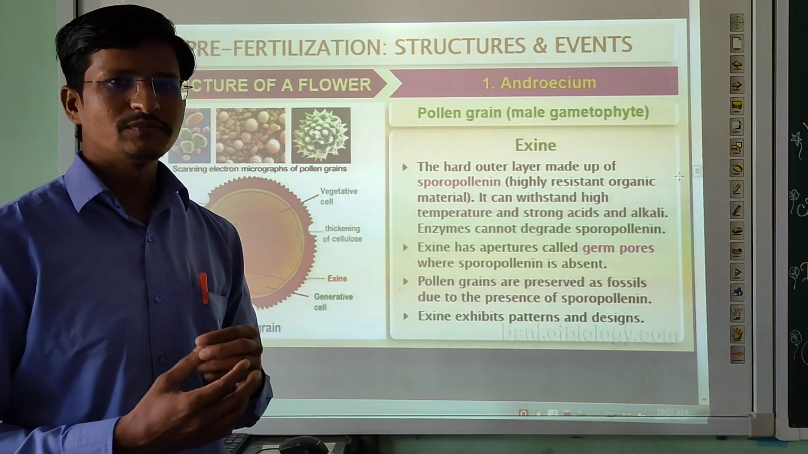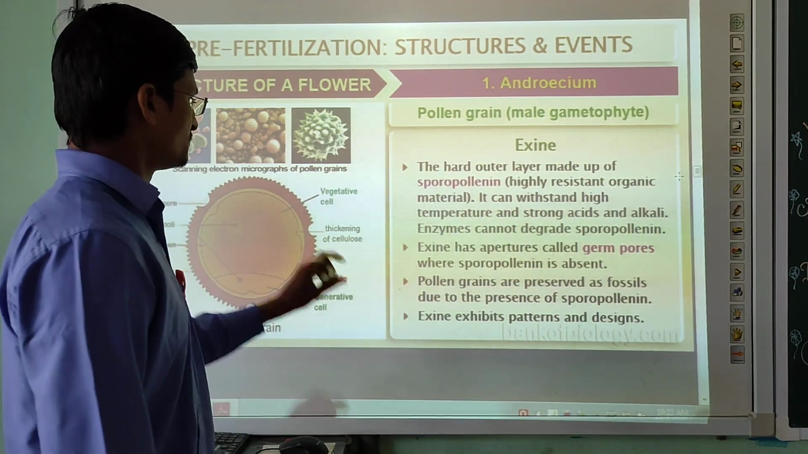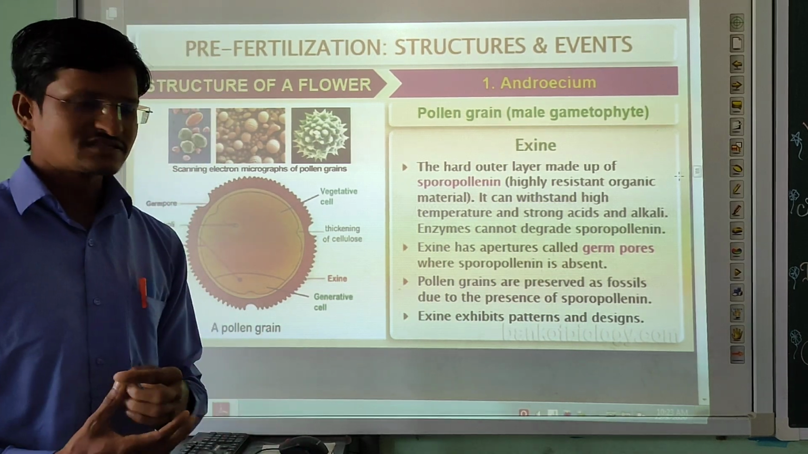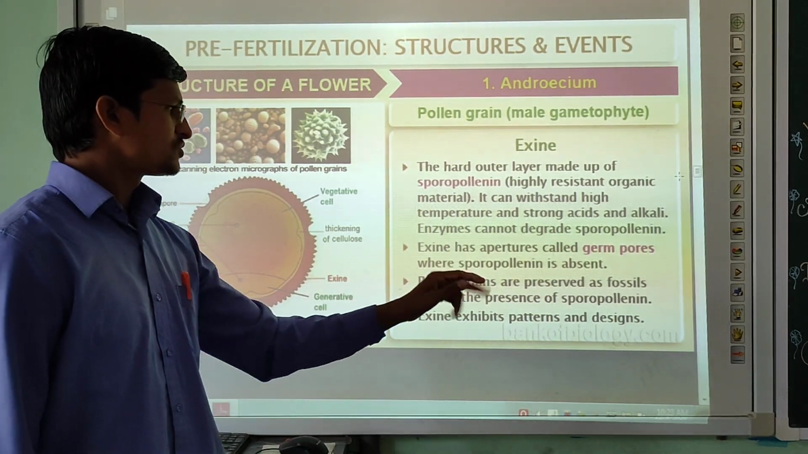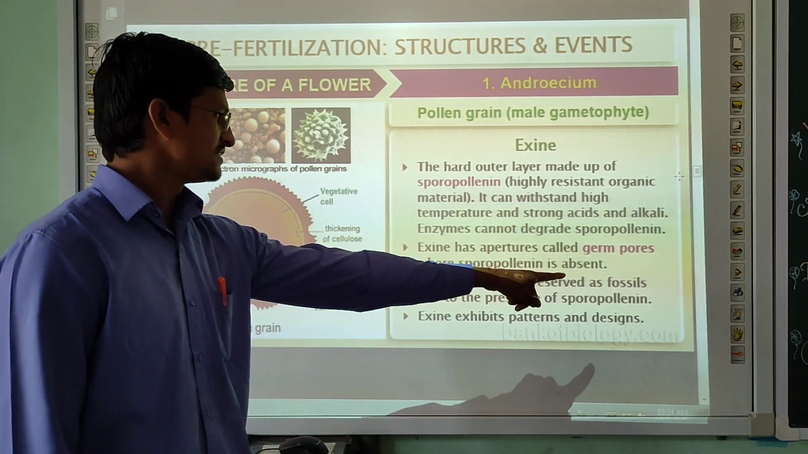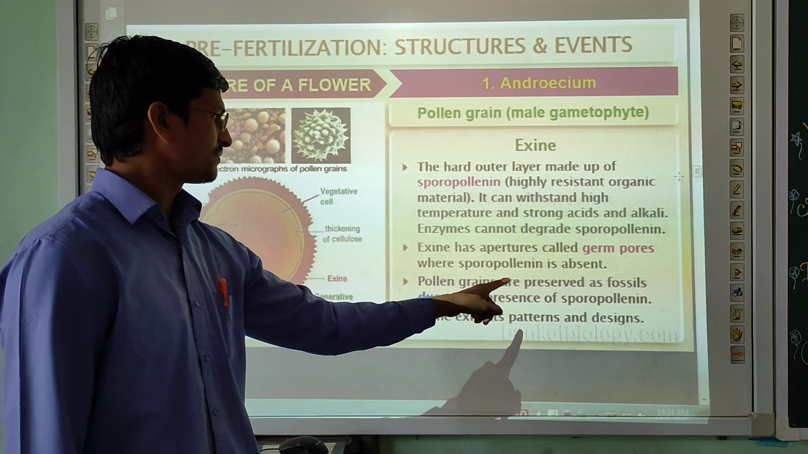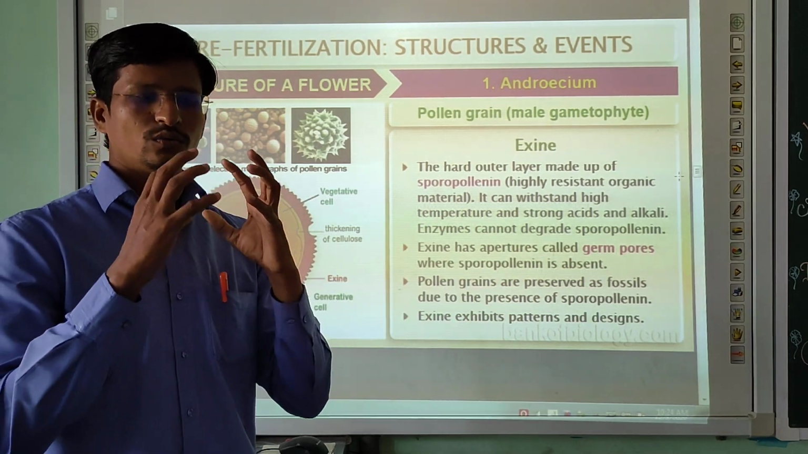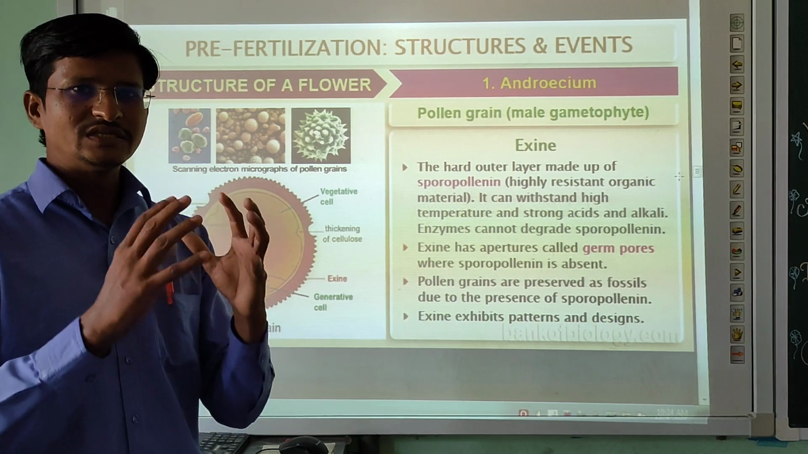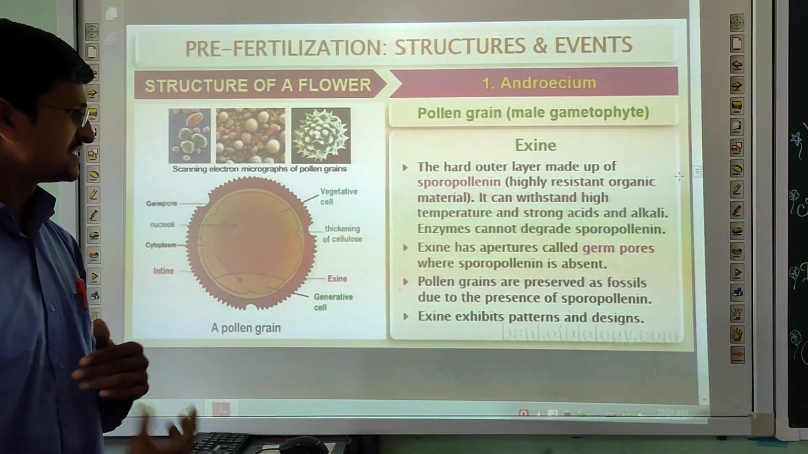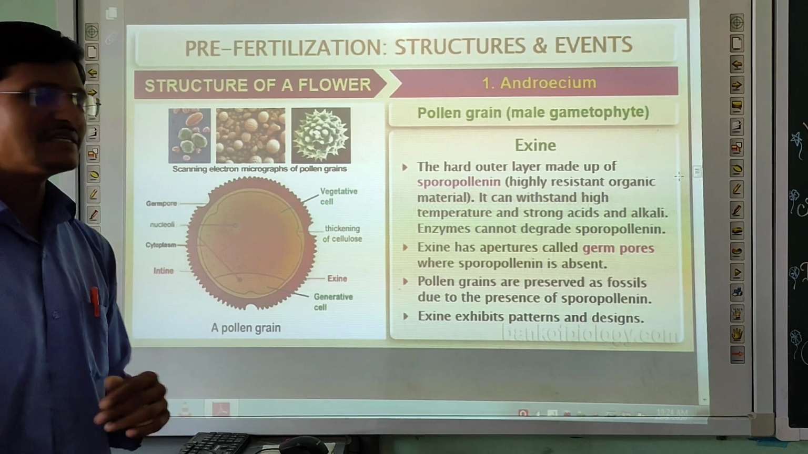Sporopollenin is absent here, so it is not observed. Pollen grains are preserved as fossils due to the presence of sporopollenin. Fossils, you know, are dead material which will be preserved for a long time.